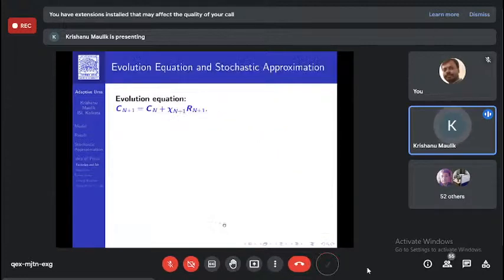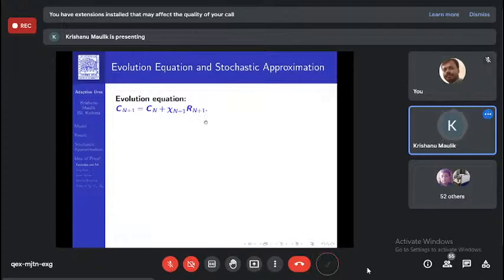So now, let me give you a broad idea of the proof. This is our evolution equation, remember? This is our configuration after n trials, and then I choose a color indicated by this chi n plus 1. If I'm choosing the ith color, I choose the ith row of this addition matrix, add them, and that gives me my n plus 1 dimensional configuration.